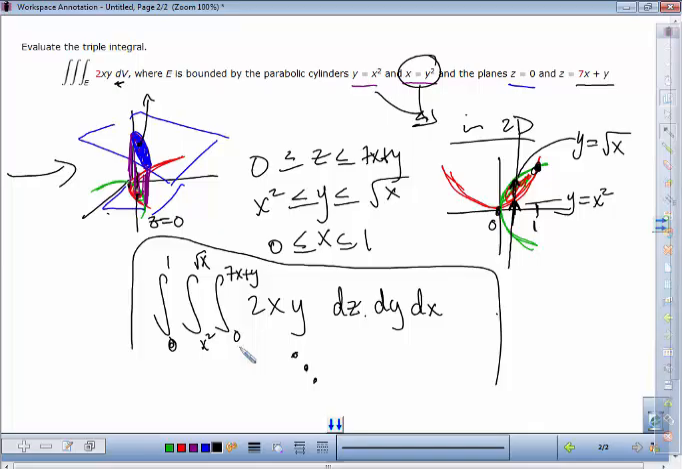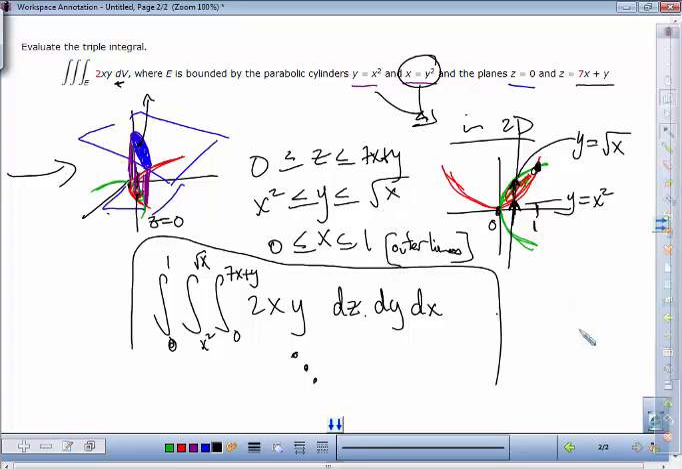So when you're trying to find the limits for y, you say it's x squared and then square root of x. Why don't you do the same thing with x? Why do you go to 0? Because this is the outer limit now. And you know what we say about outer limits. They have to be constants. But then why can't you do that for y?